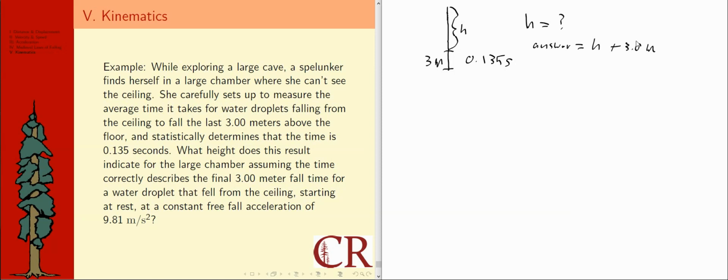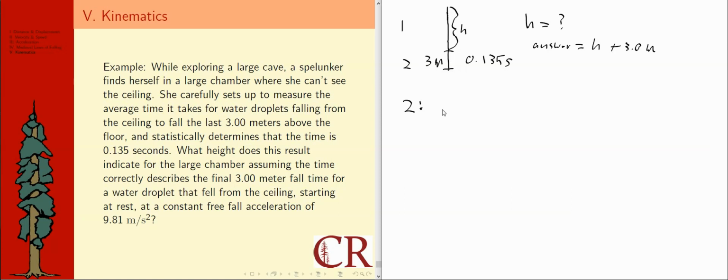Now, a challenge with this question is how do you get h? Directly, I don't think you can. But what you can do is look at this as two processes. There's a process of it falling from the ceiling to 3 meters above the floor, and then there's the last 3 meters, which takes 0.135 seconds. I'm going to call that process number 2, and this process number 1. And I'm going to start by looking at process number 2.